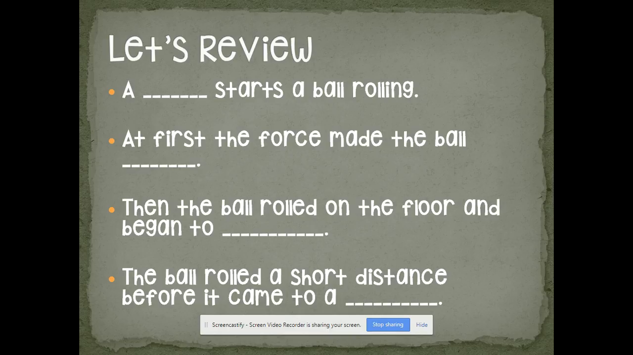Then the ball rolls on the floor. If it was on a table, it rolled on the floor, and it began to slow down, because after that initial push, you're not applying any more force to it. After rolling a short distance, the ball is going to come to a stop. So remember, it's slowing down, and eventually it's going to run out of force, and it's going to come to a stop. So we have a push, then we have speed up, slow down, and stop.